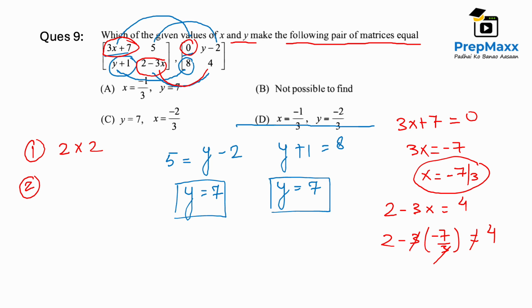So we cannot find one value of x. So neither this option nor this option is correct. So here we would mark B, not possible to find. Why? Because we are getting two different values of x based on two different elements, right? That is the solution for question number 9. Let's proceed to the next question.